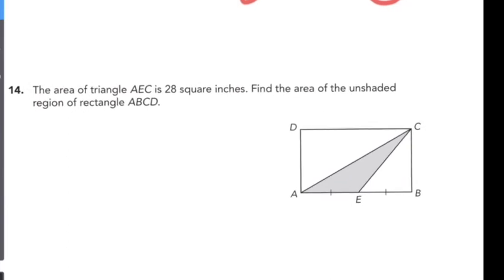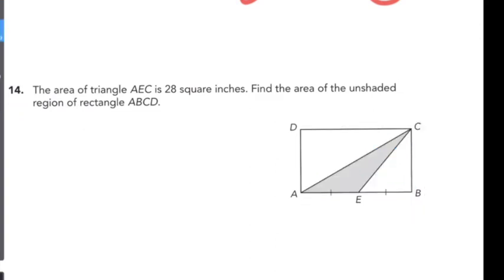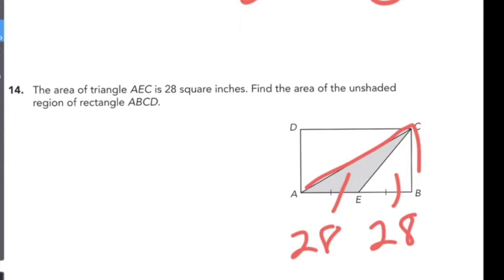You need to remember that AE is going to equal EB. The height of this triangle, the gray triangle AEC, is BC. But for this triangle right here, ECB, the height is also BC. So if you think about it, they're actually equal. The question says this area is going to be 28, so this area has to be 28. And just know that this big triangle is half of the rectangle.